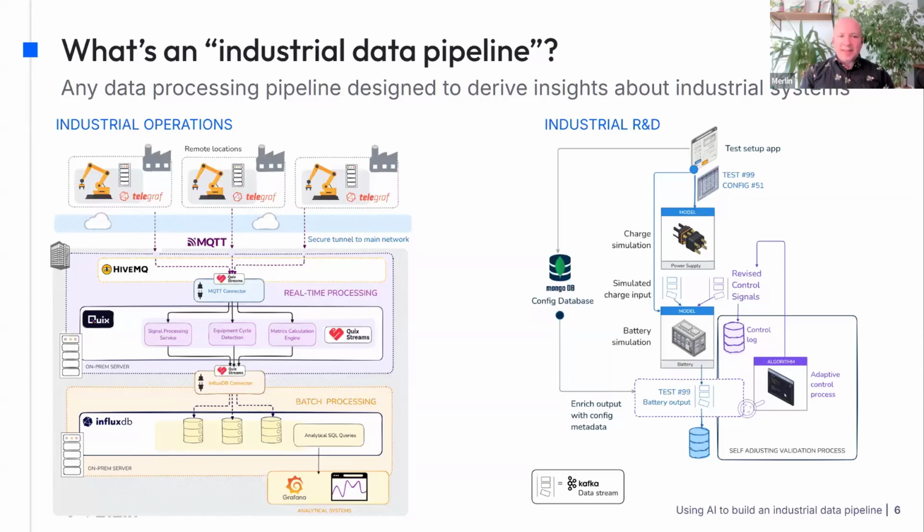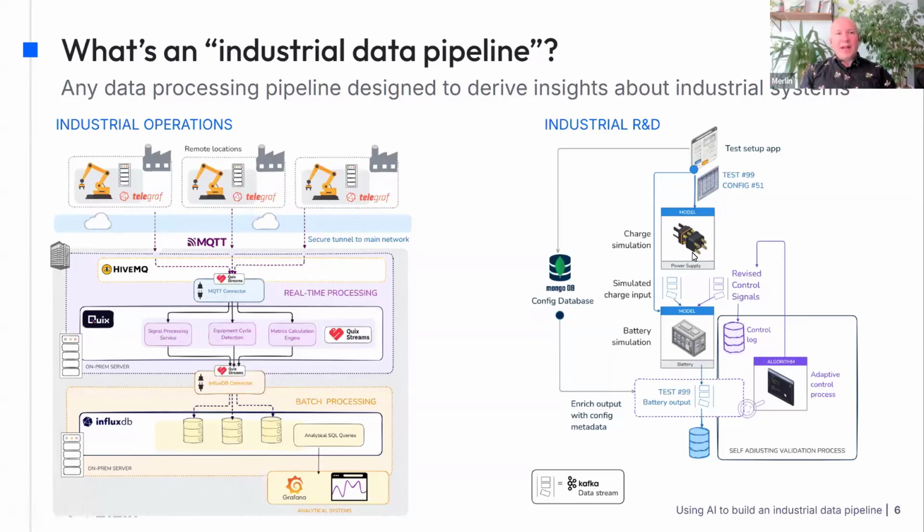I'll talk more about the Quix platform in a second, but essentially the platform addresses two broad use cases. On the left here, we have industrial operations, and that's about getting data out of OT systems, think factories, IoT devices, connected vehicles, and piping that data into IT systems with the goal of real-time monitoring, predictive maintenance, alert detection, and so on. You can see data flowing from remote locations, perhaps via Telegraf through MQTT, HiveMQ, and then into Quix, and then afterwards into a batch system such as InfluxDB for querying offline.